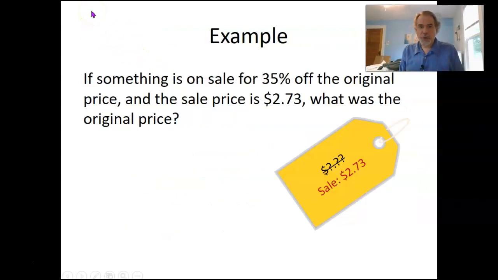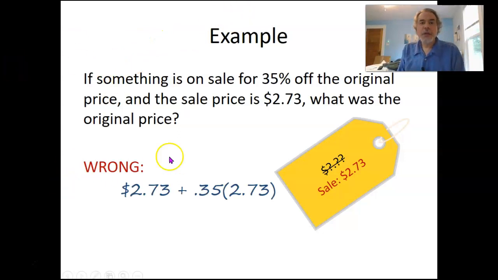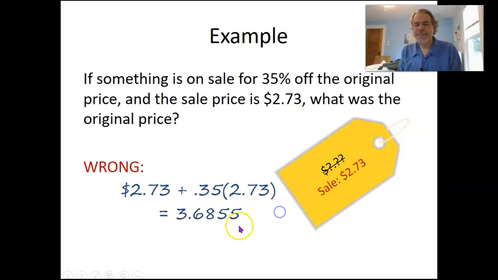So now, ready for a real example? If something is on sale for 35% off the original price, and the sale price is $273, what was the original price? Now here is the wrong way to do this. I see lots of people try this, but it doesn't work. You start with the sale price, $273, and add on 35% of that, 0.35 times 273. And if you calculate it out, it comes to 368.55.